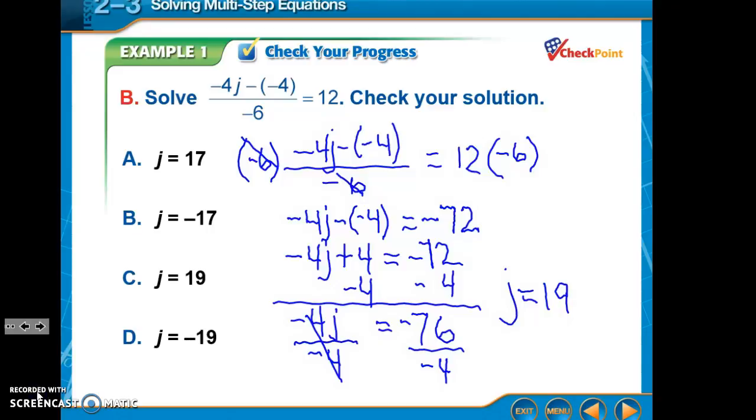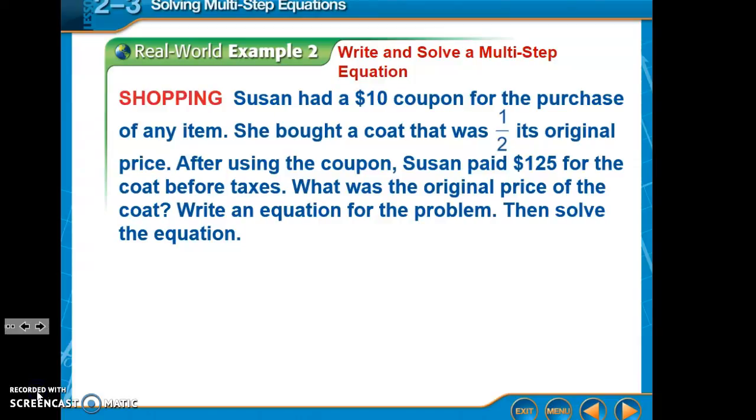Alright, so now we need to check. To check this, it looks like it's going to be C, right? But we need to check it. So we're going to plug that 19 back into j. So on your calculators, let's check if negative 4 times 19 minus a negative 4, divided by negative 6, equals 12. Looking at example 2, now we're in the second tab.